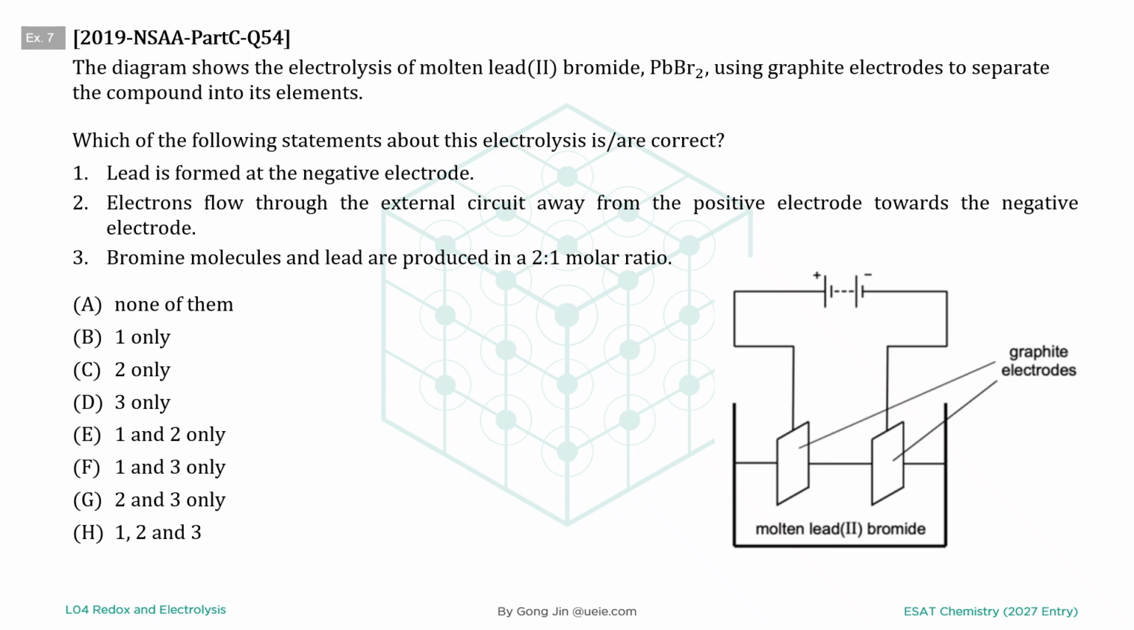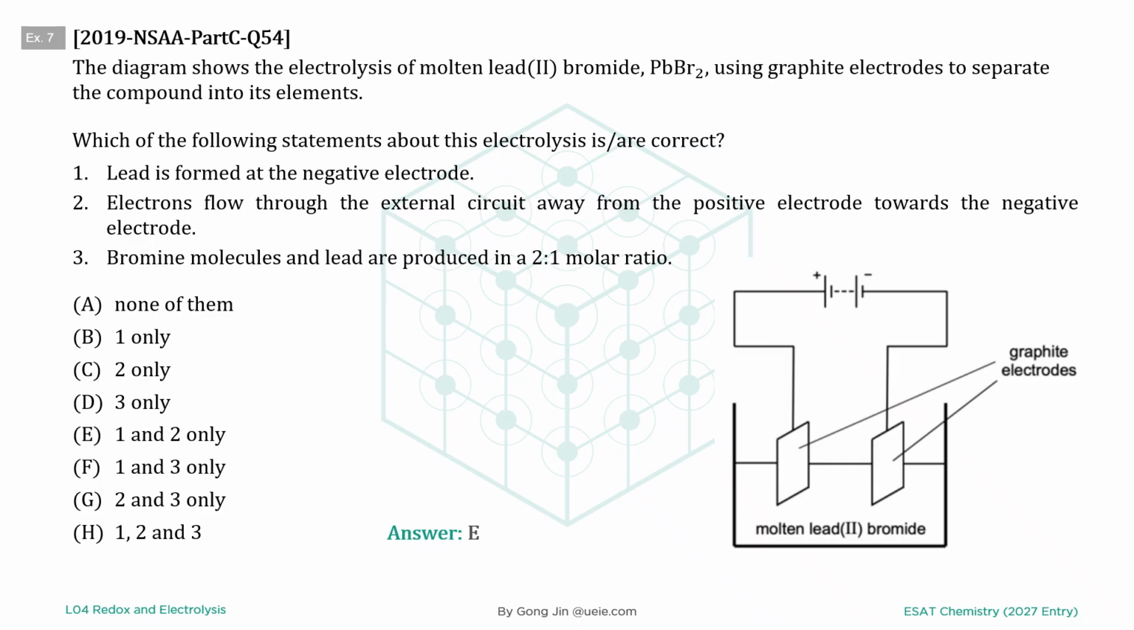Statement 2. Anions are attracted by positive electrode, releasing electrons to the positive electrode. Electrons flow through the external circuit to the negative electrode, where they are accepted by cations. So statement 2 is correct.